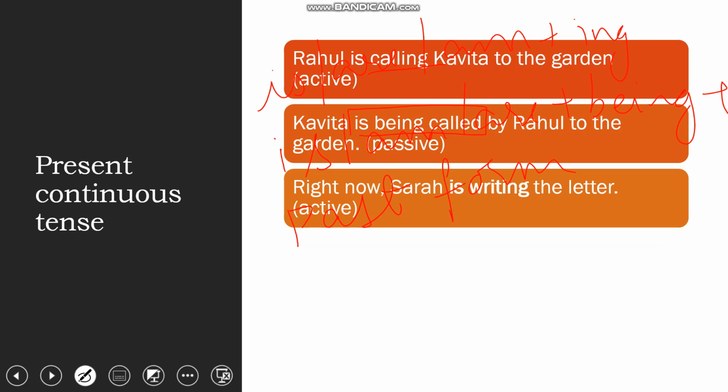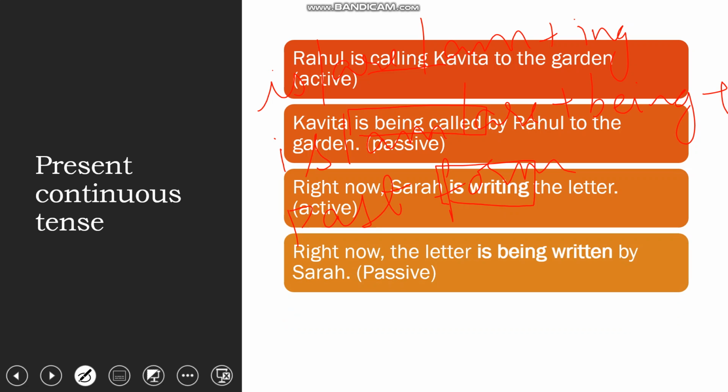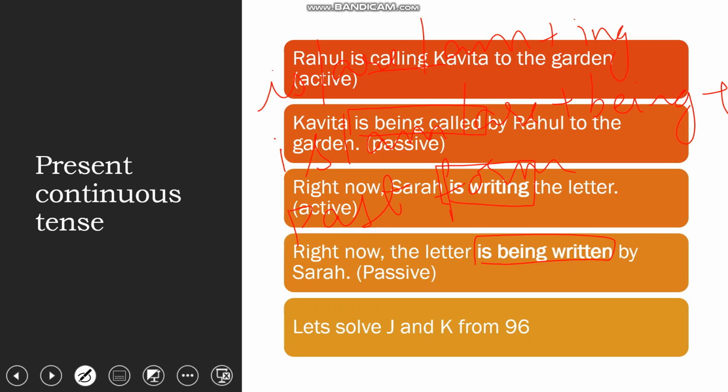Right now, Sarah is writing the letter. Okay, now I'll change this: is writing will become is being written. Okay, so now how will you write that? Right now, the letter is being written by Sarah. Am I clear? So if you've understood, you must have understood the concept very well. So now I want you to practice. How do you practice? By solving J and K questions from page number 96.